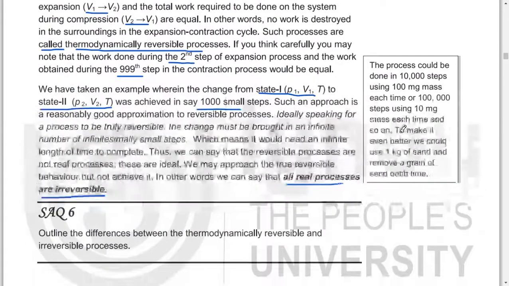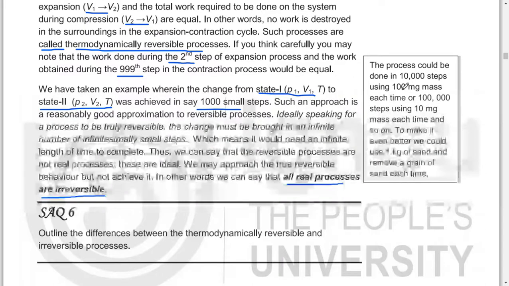The process could be done in 1000, 10,000 steps using 100 milligram mass each time, or 1 lakh steps using 10 milligram mass each time, and so on. To make it even better, we could use 1 kilogram of sand and remove a grain of sand each time.